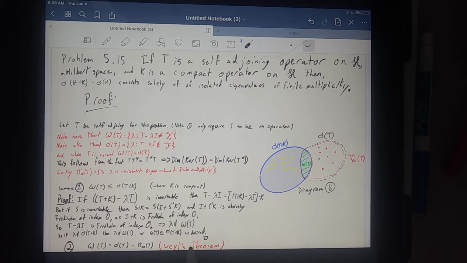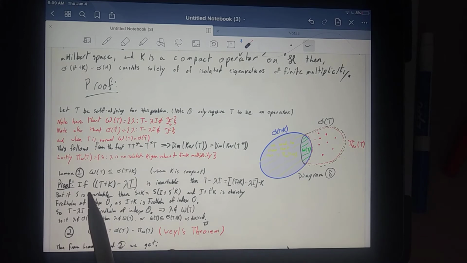What we have next is going to be lemma 1, and lemma 1 is that if you have some operator T on a Hilbert space, then its Weyl spectrum is going to be a subset of the spectrum of it plus any compact operator. So what we have here is that if we start with an element of T plus K, and we subtract off some lambda and it's invertible, then we can rewrite it in this form here by basically just anti-distributing K.